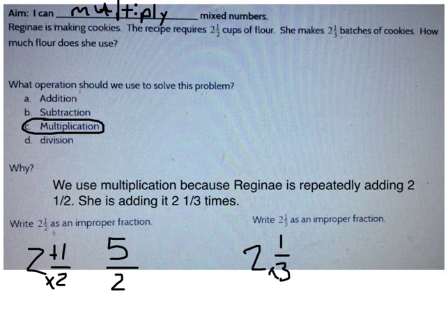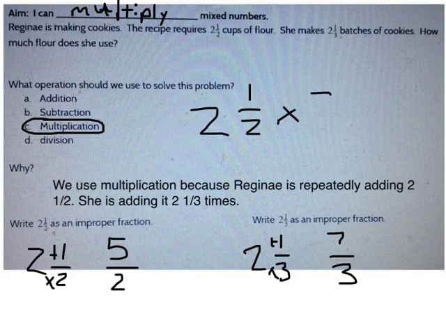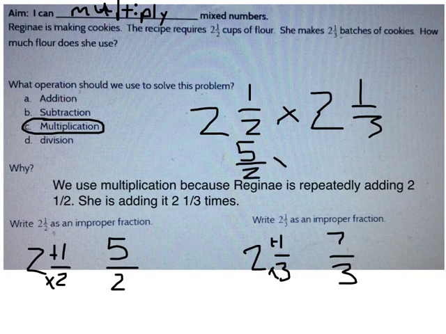Well, 2 times 3 is 6, plus 1 more is 7/3. Now I need to rewrite my multiplication sentence. My multiplication sentence was 2 1/2 times 2 1/3. Now I can write it as 5/2 times 7/3.